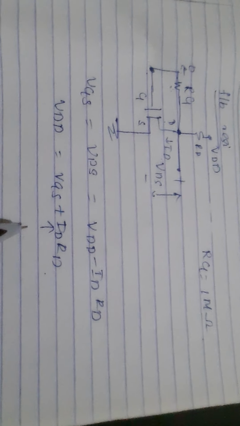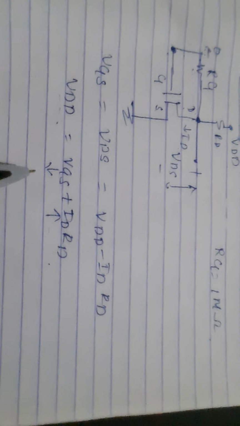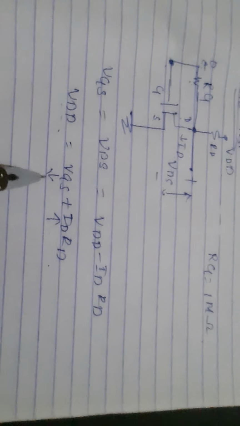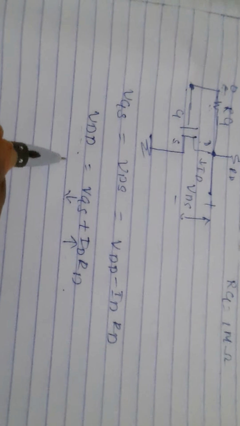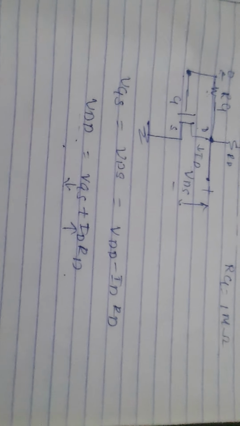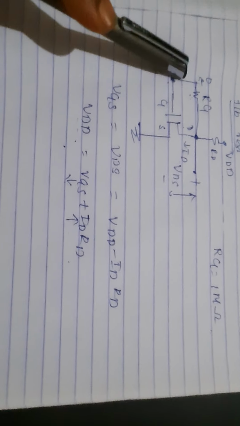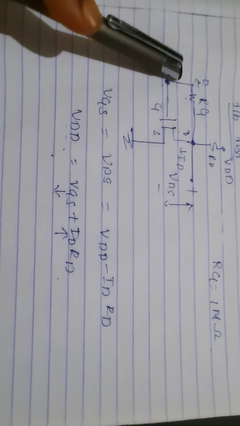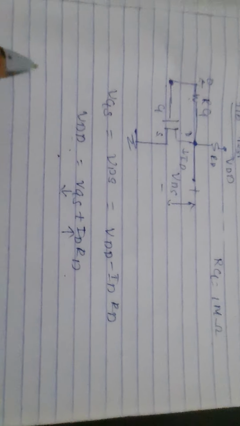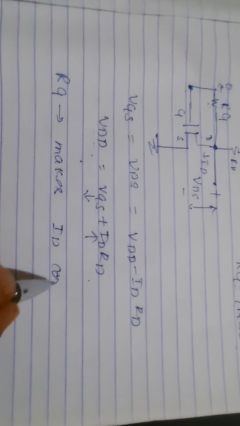Assume that ID increases. Because this expression is equal, VGS has to decrease. Thus the decrease in VGS in turn causes a change in ID that is opposite to the direction originally assumed. So the negative feedback provided by RG works to keep the value of ID as constant as possible.